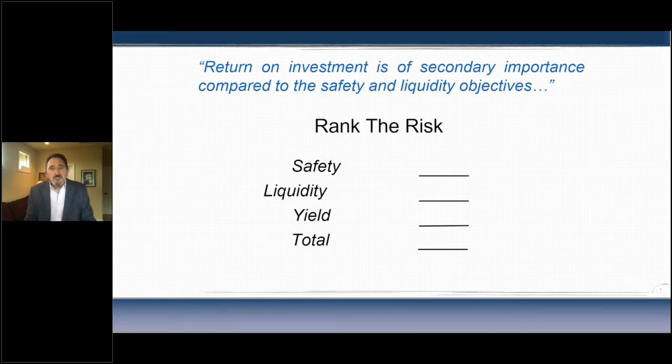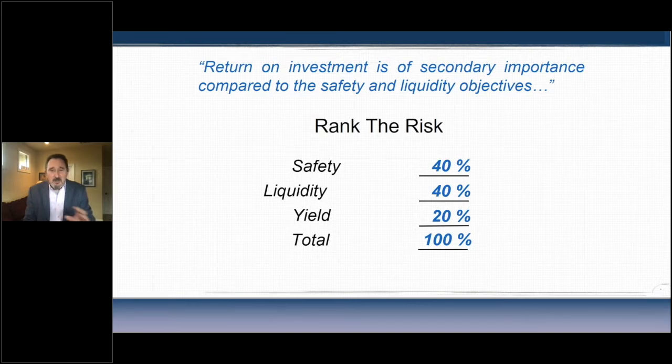Let's just look at this for a second and rank what we mean by that. I'd like you to take a second and write out how you would prioritize safety and liquidity relative to yield. Over the last three decades of doing this informally, the majority of the participants I've surveyed come up with this relationship: 40% allocated to safety, 40% to liquidity, 20% to income. What that is saying is we look at safety and liquidity as four times as important as income.